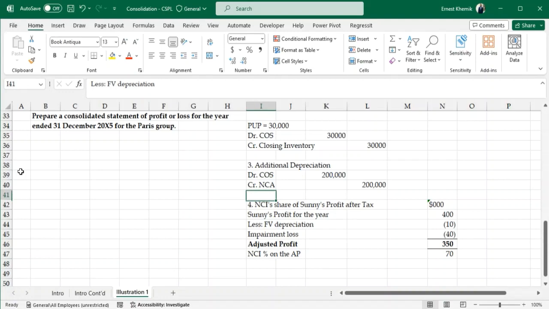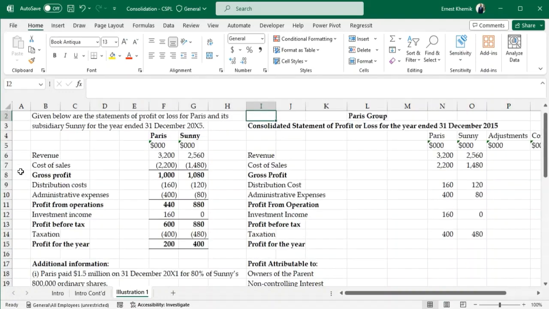All we have to do is just to put our figures into the consolidated statement of profit or loss, and then we are done. All right, so as we said, the intra-group trading is going to be subtracted from our revenue and then from the cost of sales. All right, that's the principle. Any sale of inventory between the parent and a subsidiary is subtracted from revenue and subtracted from cost of sales.